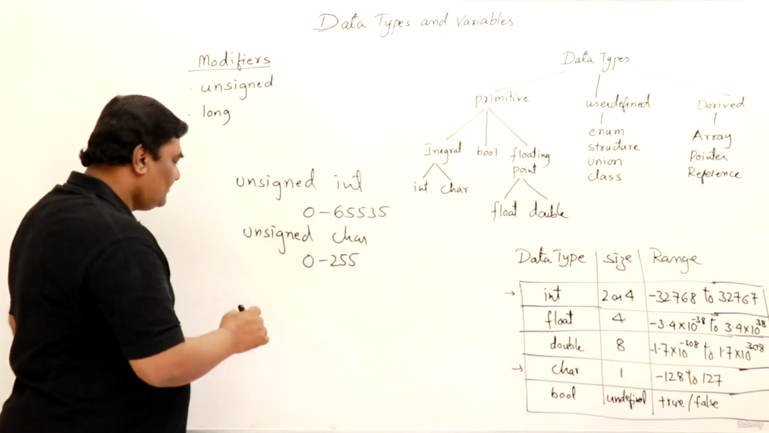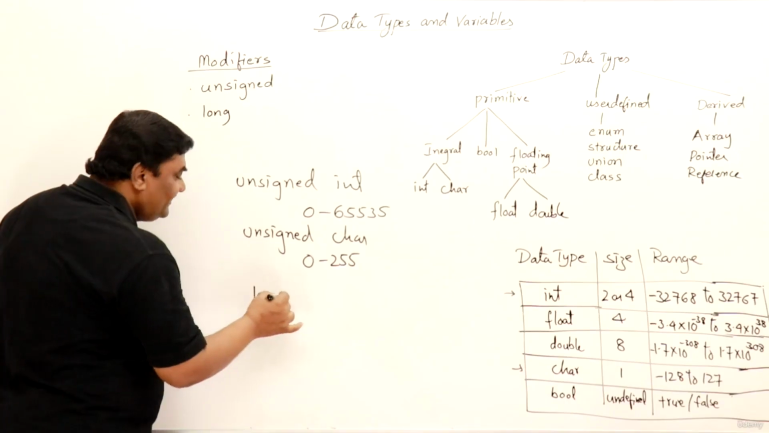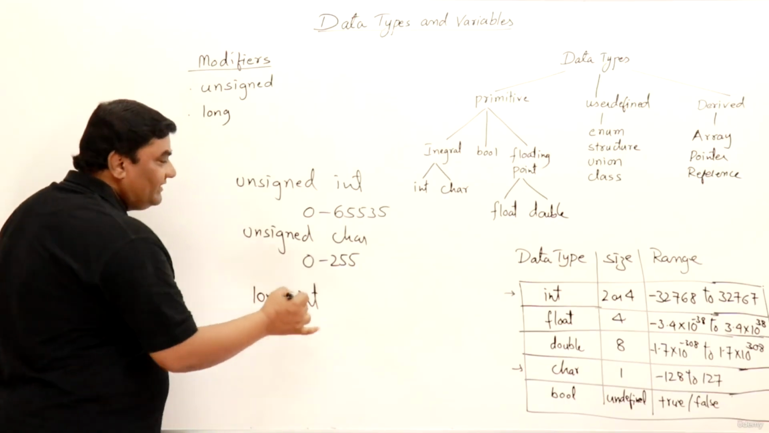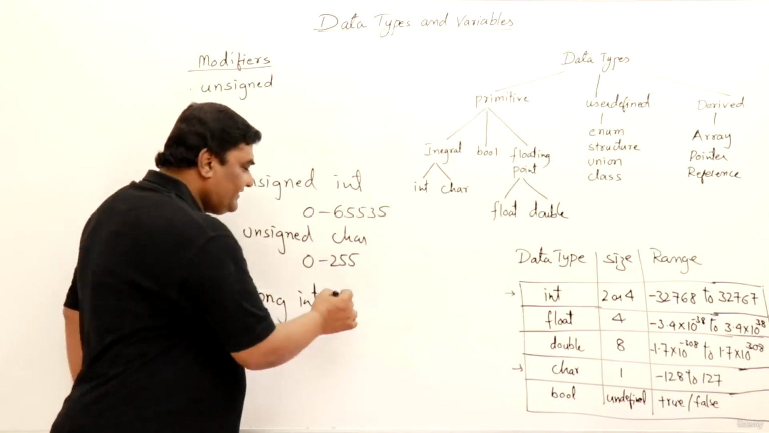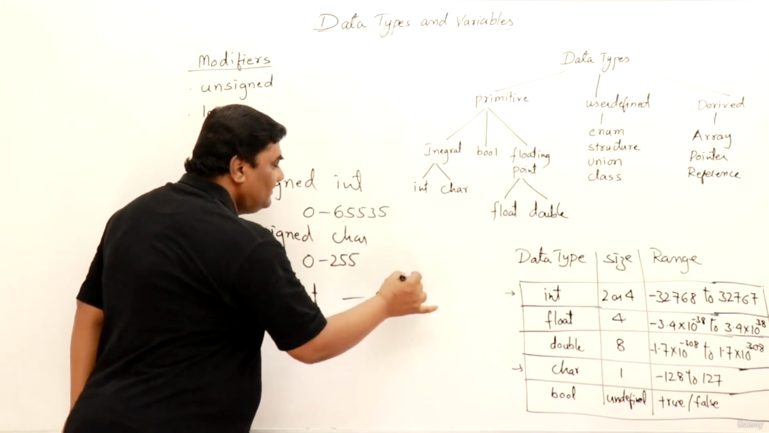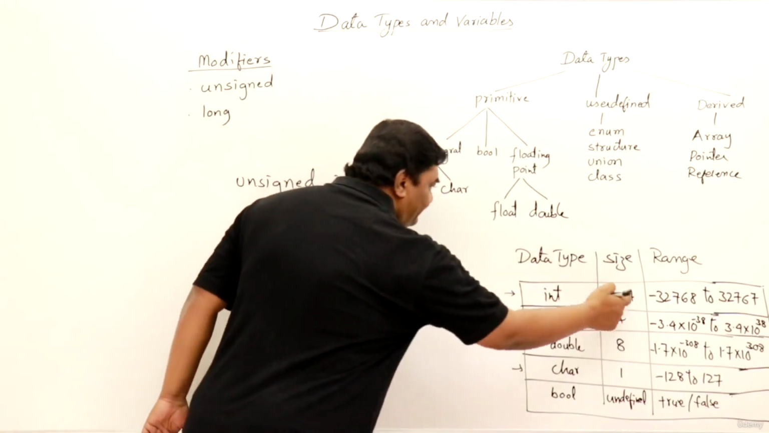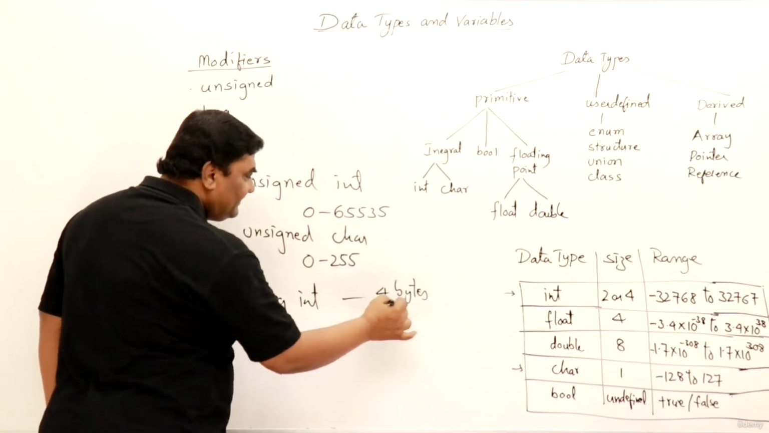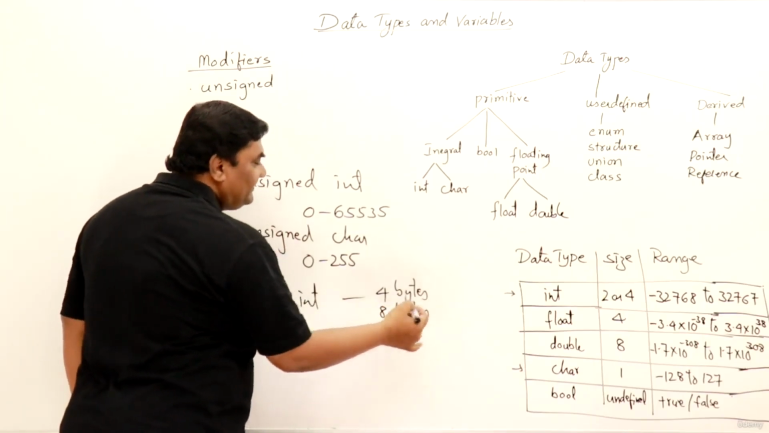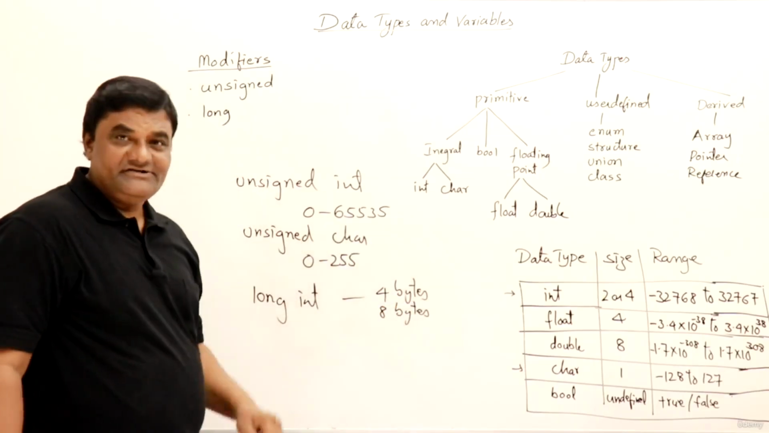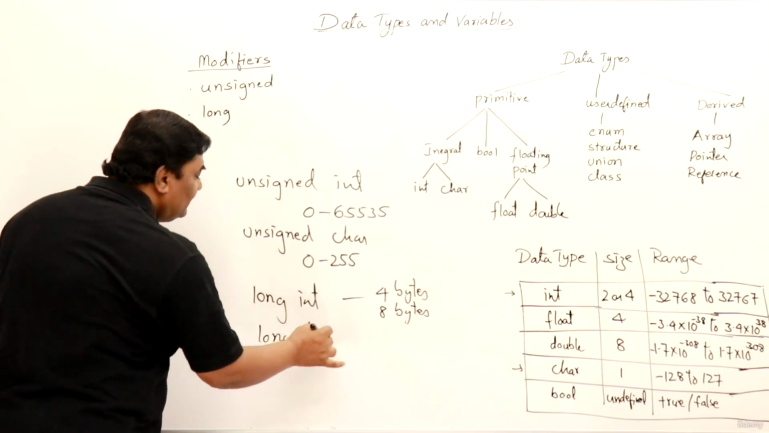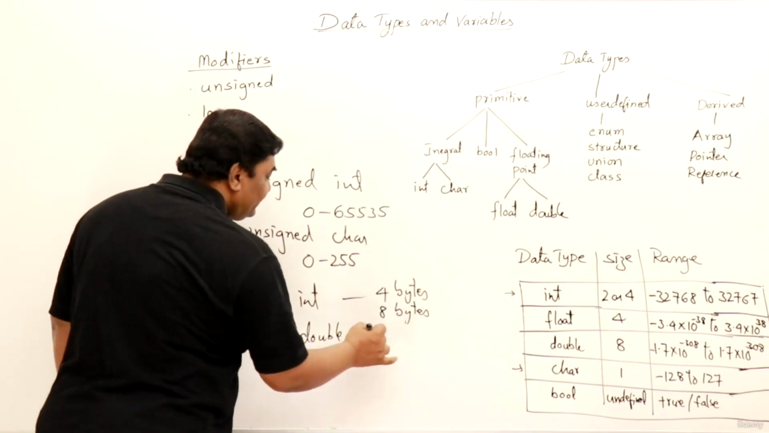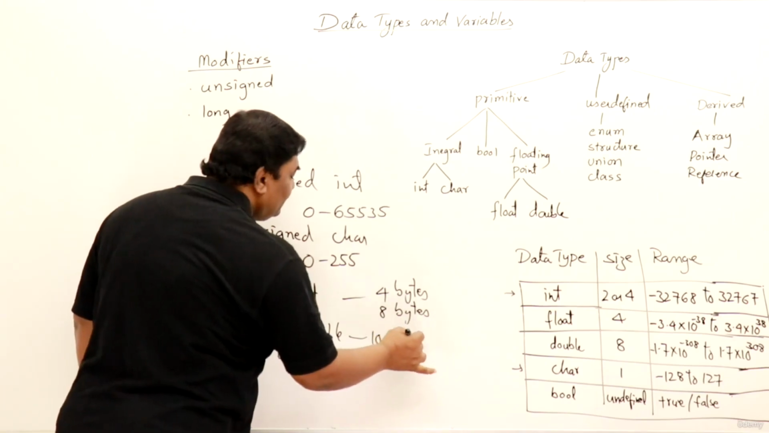Next one is long. Long you can use with integer. So if integer is taking 2 bytes, then long int will take 4 bytes. And if integer is taking 4 bytes, long int will take 8 bytes, depending on the compiler. Already I told you about integer. Now long can also be used with double. Long double takes 10 bytes.